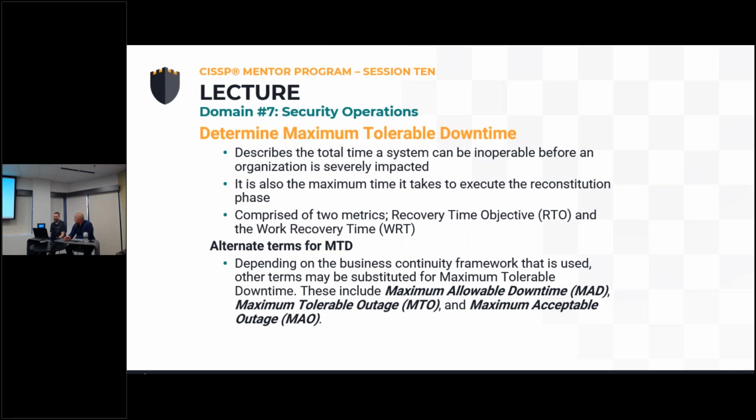No, yeah, the recovery time objective is a big one, and that is a part of it. You'll probably need to know, I memorized all the formulas.